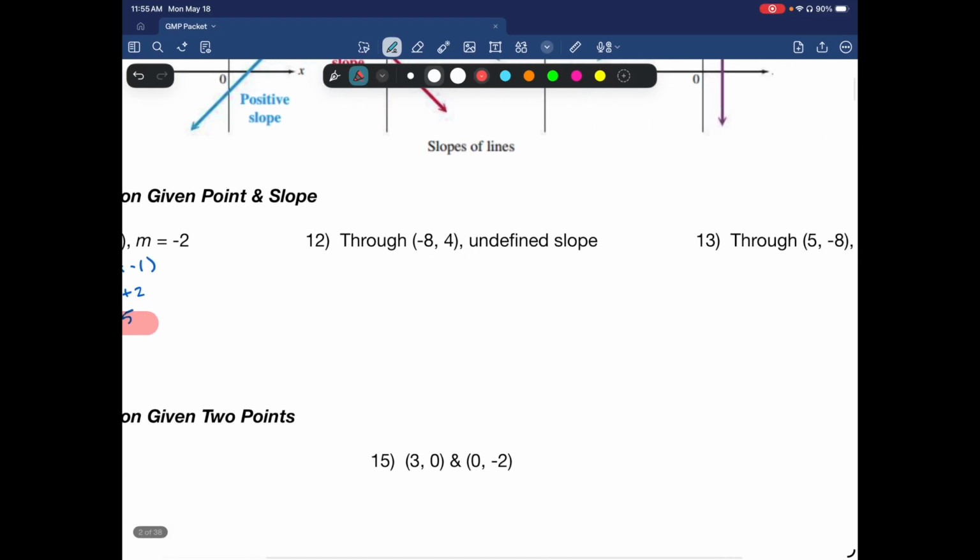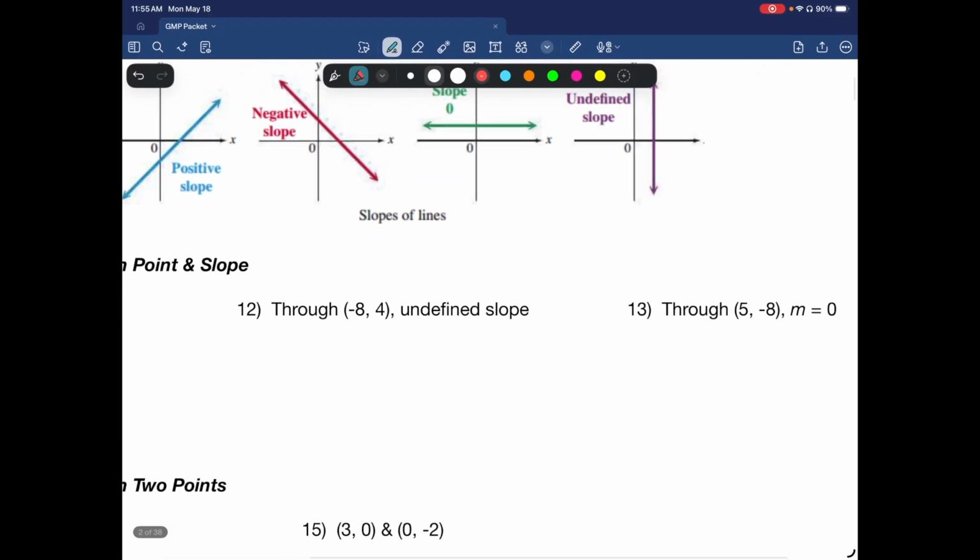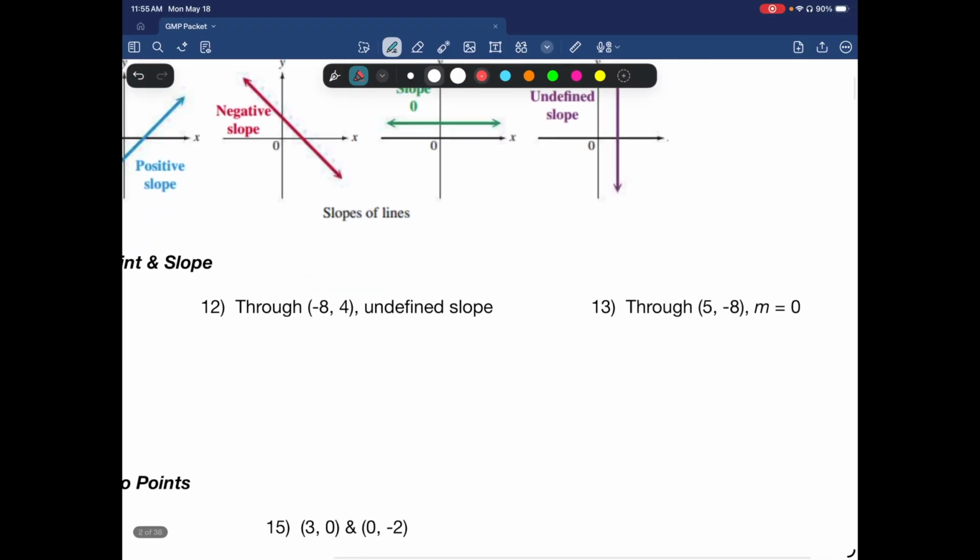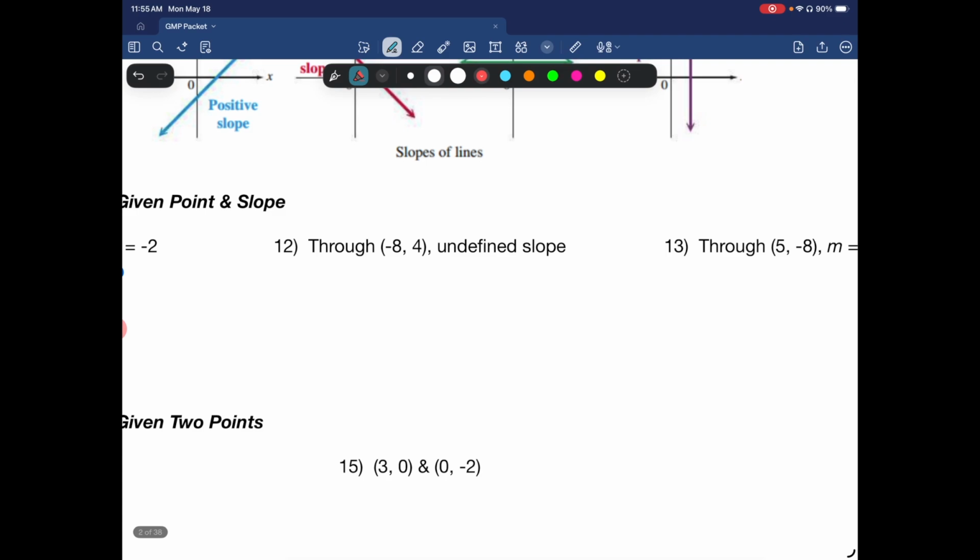Okay. Now, 12, it says it's undefined slope, and we've already talked about how it's undefined slope if it's vertical. And if it's vertical, that means it's x equals a number, which we also saw from previous problems in the table above. So because it's undefined slope, I just care about the x. And so my equation is simply going to be x equals negative 8.